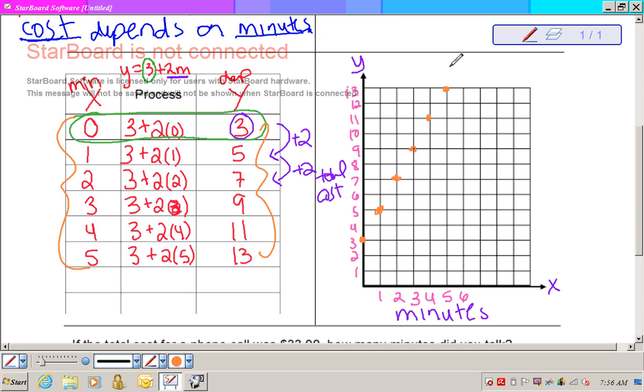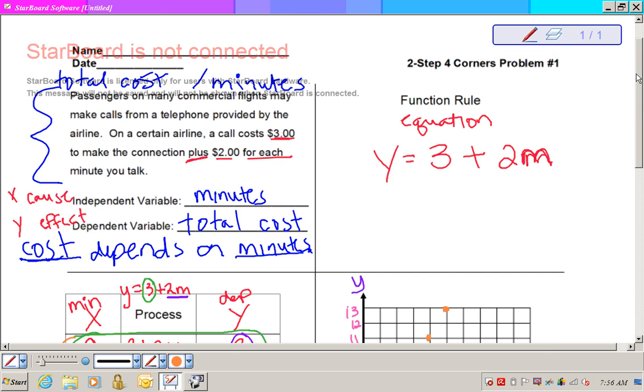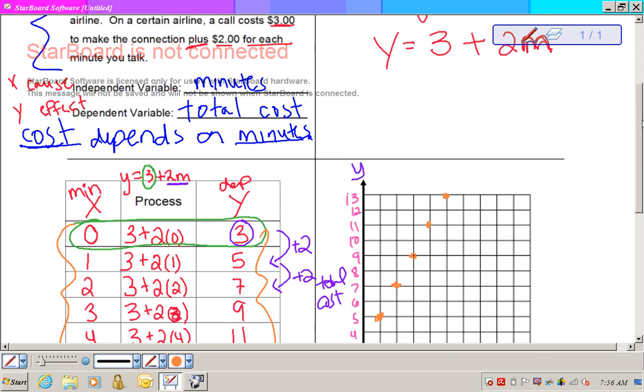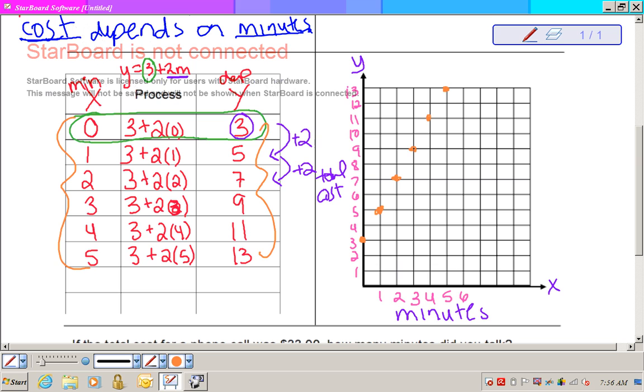Now we need to decide if it's going to be discrete or continuous. Since the original problem says $2 for each minute, we're going to assume they're rounding the minutes to whole numbers. You can't pay for half a minute. So right now we're going to assume that this graph is discrete. It could continue on, you could do 30 minutes if you want, but we're not going to connect the points because we're going to assume you can't buy half a minute. If you use it for 30 seconds, you have to pay for a full minute. So that's what we're going to do here.